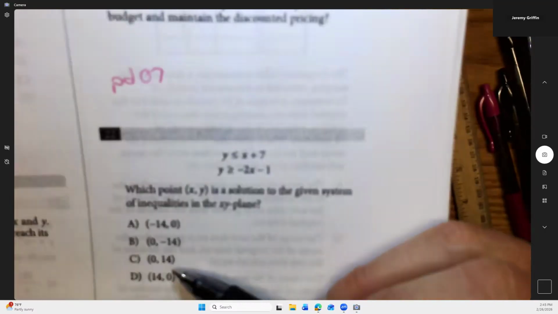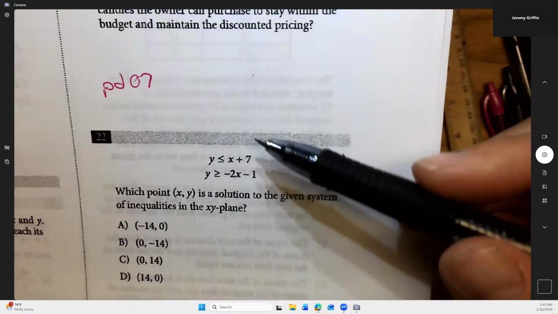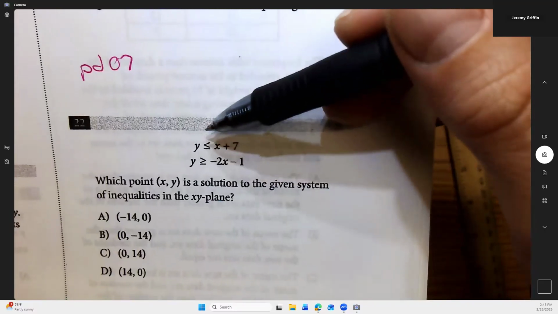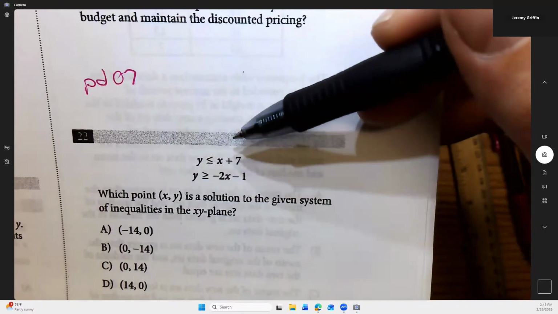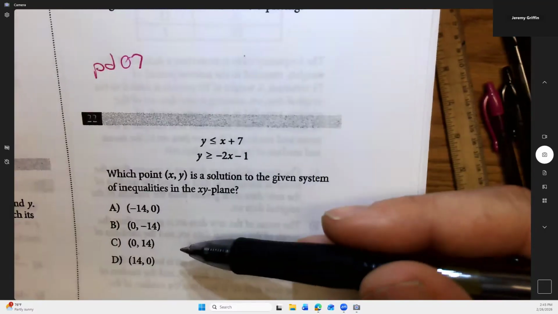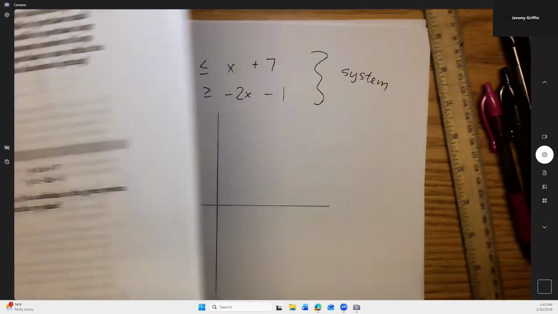How about C? Let's say you start with C. I like positive numbers, so 0, 14. See if that works. First equation: if I plug in 0 for x and 14 for y, is 14 less than 0 plus 7? No. So C immediately failed, so you cross that out. You can do that one by one. It's probably the fastest way.